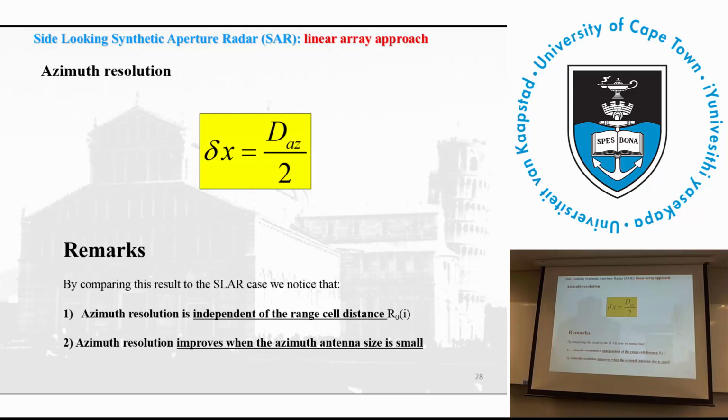That's a pretty good result. This is against what was happening for the real aperture radar, where the further back you go, the worse resolution you get. And the second one, as we were noticing before, is that the azimuth resolution improves when the azimuth antenna size is small, which is another interesting result.